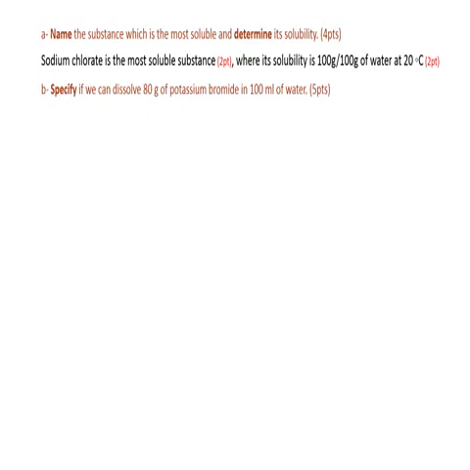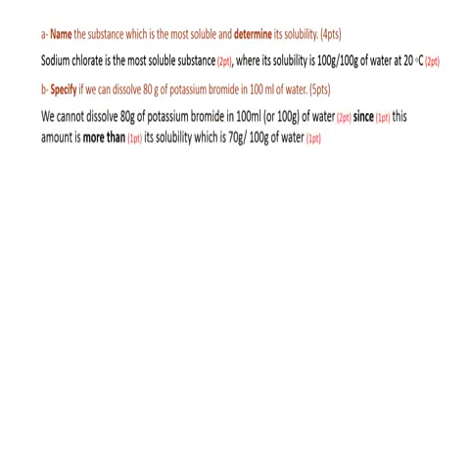B. Specify if we can dissolve 80 grams of potassium bromide in 100 milliliter of water. 100 milliliter of water is the same as 100 gram of water. Don't hesitate, because the density of water is 1 gram per centimeter cubed. So 1 milliliter is the same quantity as 1 gram of water. Specify, I should show the answer, then justify.